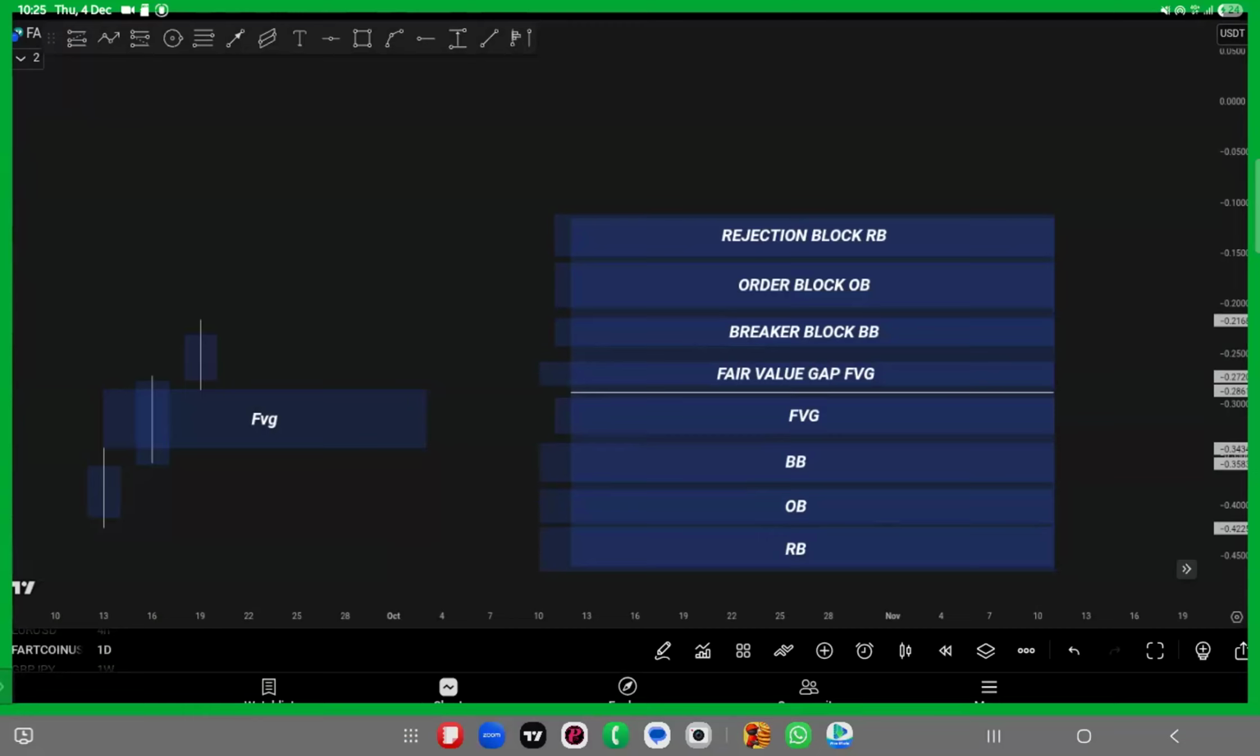Now, based on S&D, which is the supply and demand concept, we have two types of order block. The first one is the demand zone, and the second one is the supply zone. The demand zone is the order block that we find at the discount zone, that means in your lows. In your highs, the one you will find there is your supply zone.